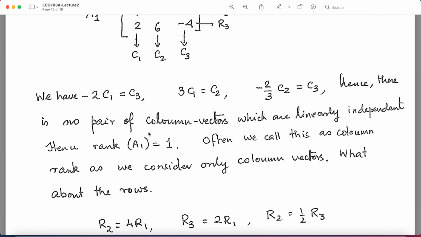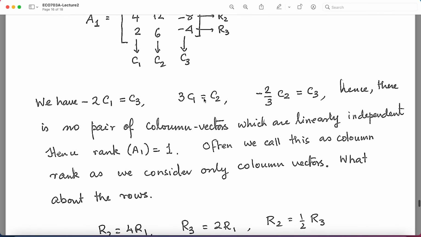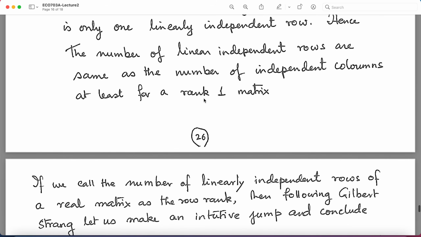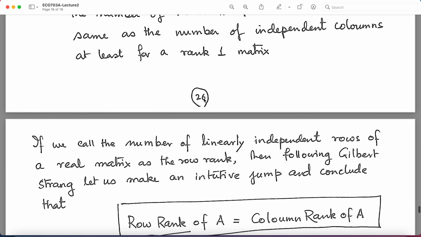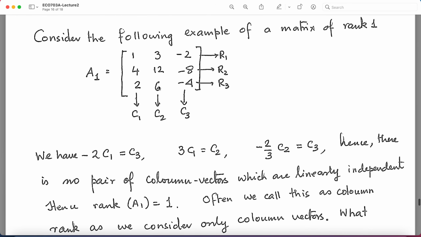So, what about the rows here? The rows also have a relation amongst each other; the rows also are linearly dependent. These are called matrices of rank 1, and they are very important. A lot of matrices can be decomposed into matrices of rank 1. One of the most important things that we learn from looking at matrices of rank 1 is that row rank must be equal to column rank.